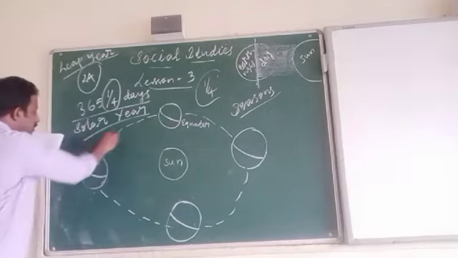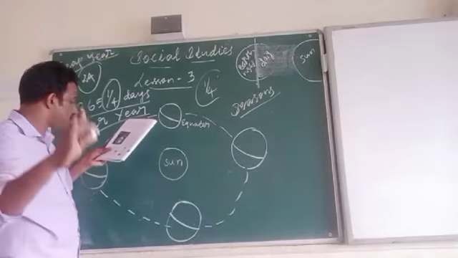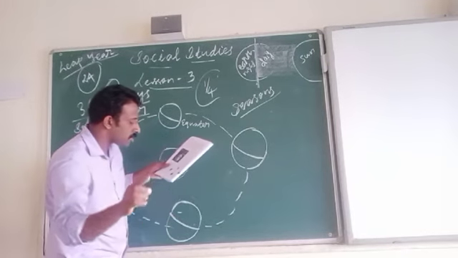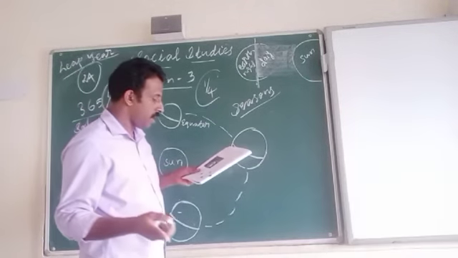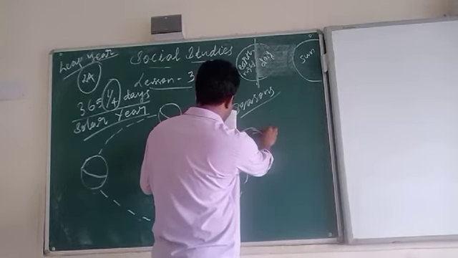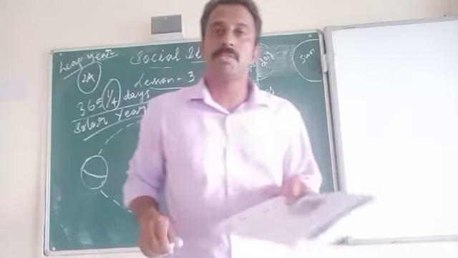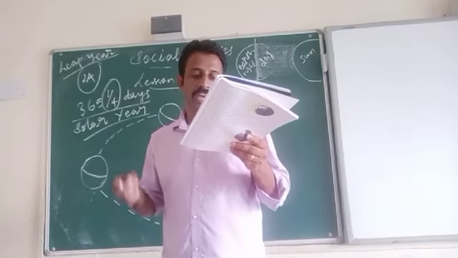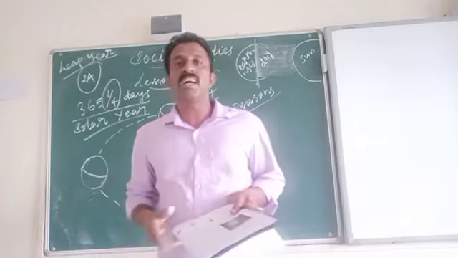The next one: summer in the northern hemisphere, winter in the southern hemisphere. Next one: autumn in the northern hemisphere, spring in the southern hemisphere. And next, winter in the northern hemisphere, summer in the southern hemisphere. All of you clear? This is the movement of the earth. Earth revolves around the sun.